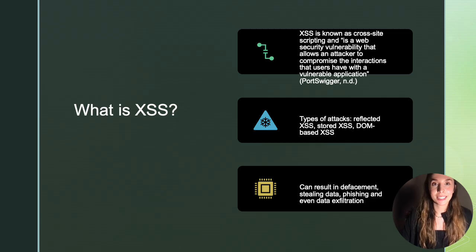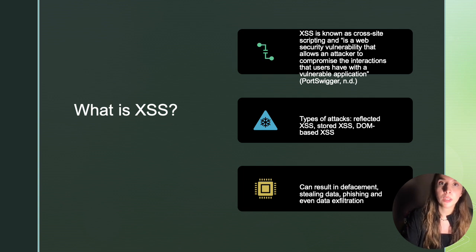Next, I have XSS, and it is known as cross-site scripting. This is a web security vulnerability that allows an attacker to compromise the interactions that users have with a vulnerable application, according to PortSwigger. So there are different types here. One of the types is reflected XSS.